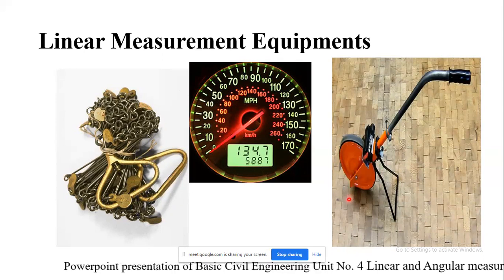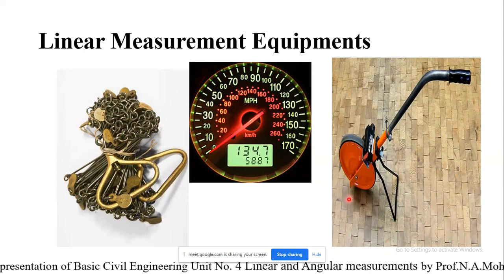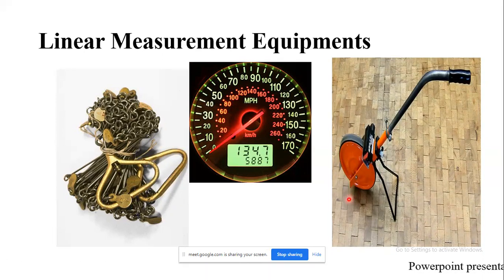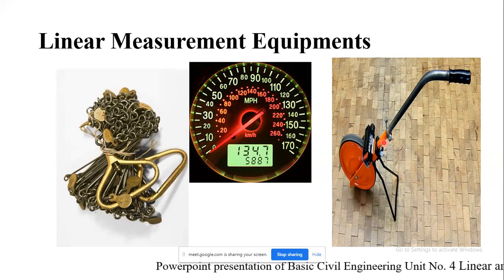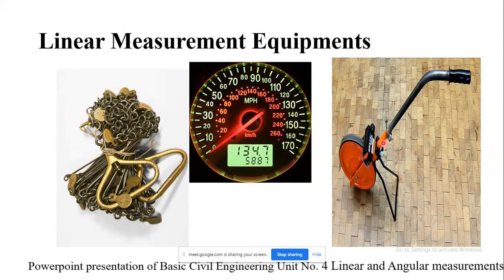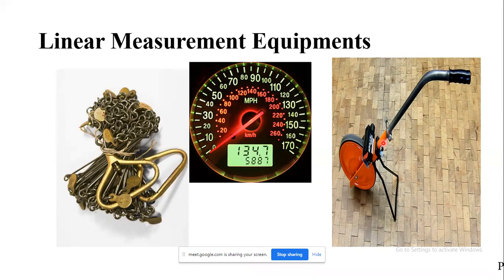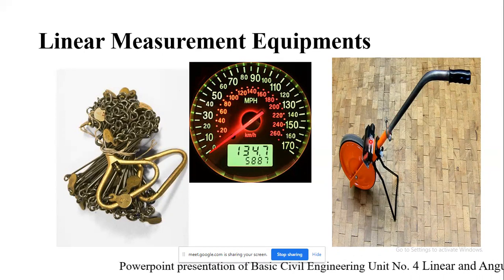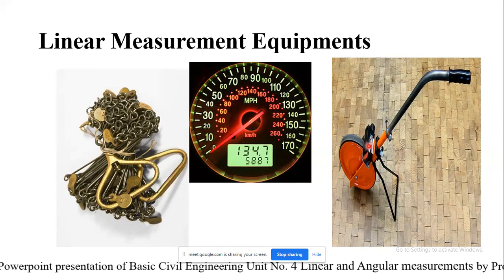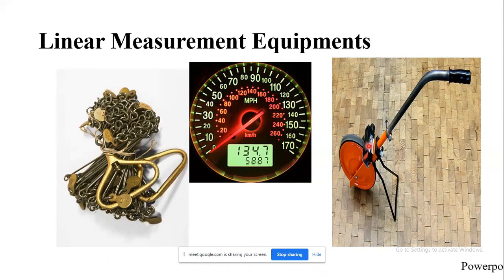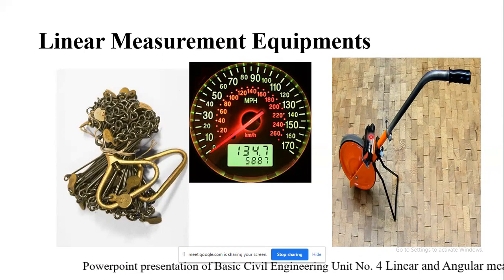This also you might have seen. This instrument is a perambulator. It is a wheel which has been fitted with a fork and a handle. Here a certain dial has been provided. After one complete revolution, one number comes here directly.